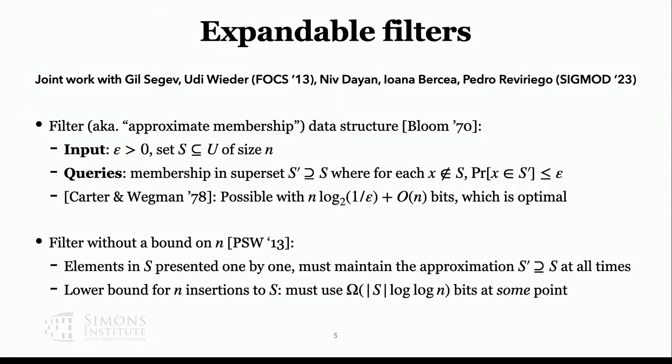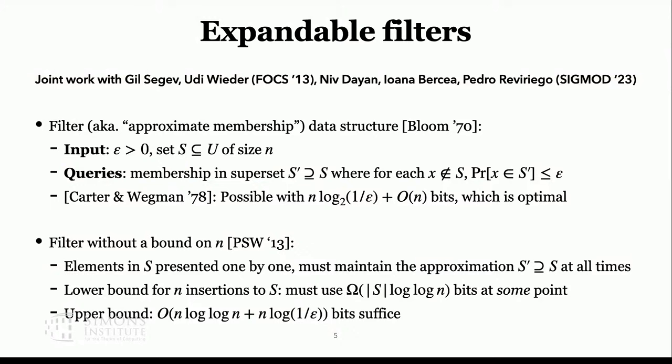And the bad news is here that we cannot really hope to match the static setting. Okay. So we're able to show a lower bound that at some point, if we do n insertions, then at some point we have used log log n bits per element in S. Okay. So it could be early, it could be late, but at some point we need |S| times log log n bits. And this is kind of inevitable information theoretically. And this is actually tight. So there's an upper bound that you can use, kind of what we had before: n log 1/epsilon plus n log log n bits.